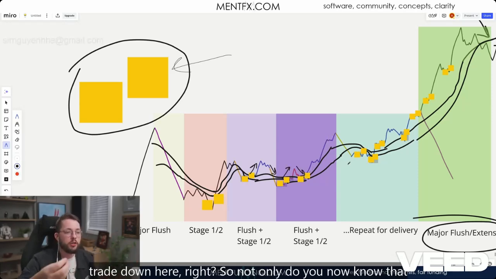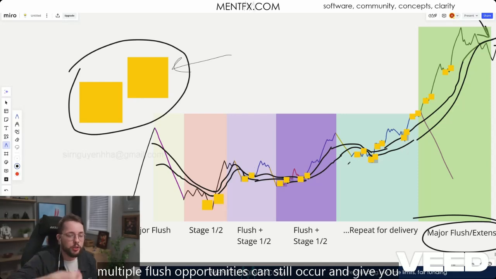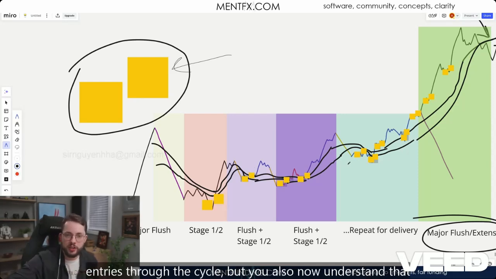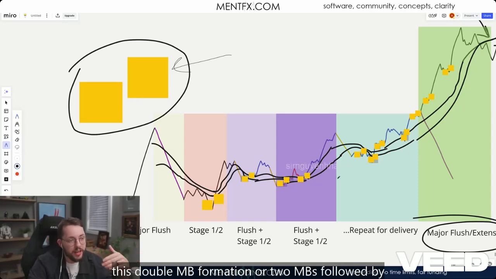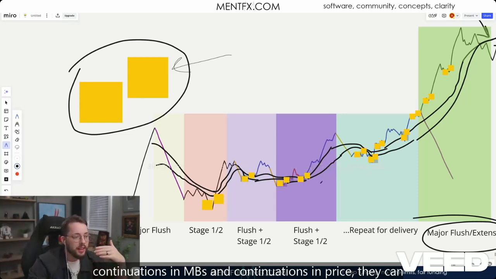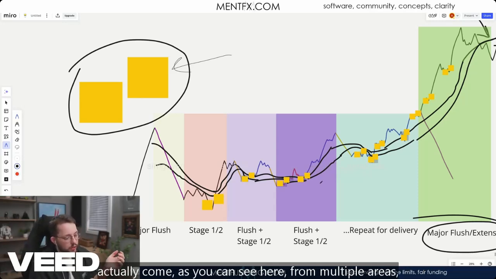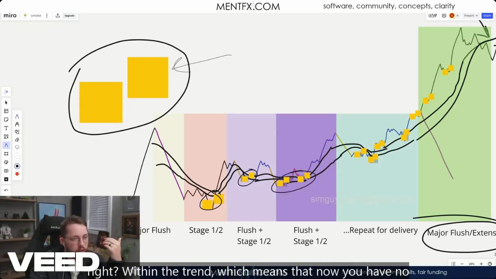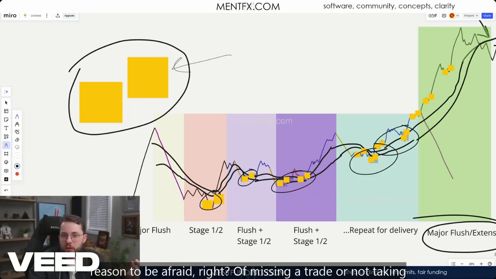So not only do you now know that multiple flush opportunities can still occur and give you entries through the cycle, but you also now understand that this double MB formation, or 2 MBs followed by continuations in MBs and continuations in price, can actually come, as you can see here, from multiple areas within the trend, which means that now you have no reason to be afraid of missing a trade or not taking a trade, because now you know that you have opportunity everywhere.